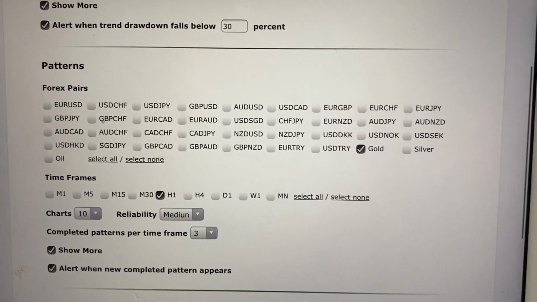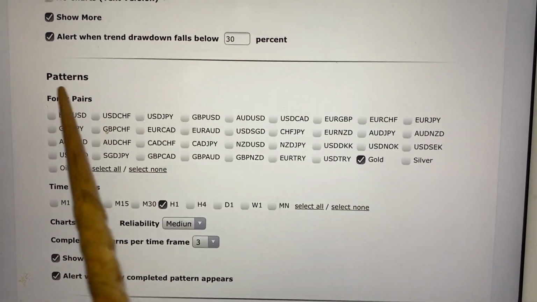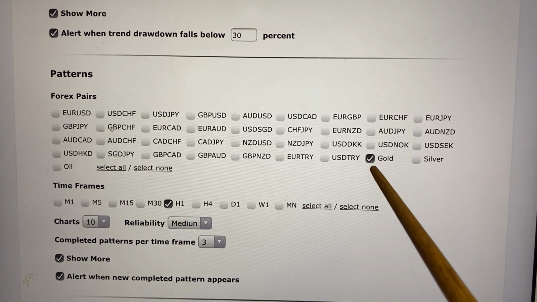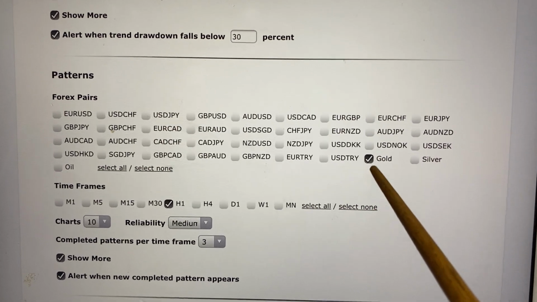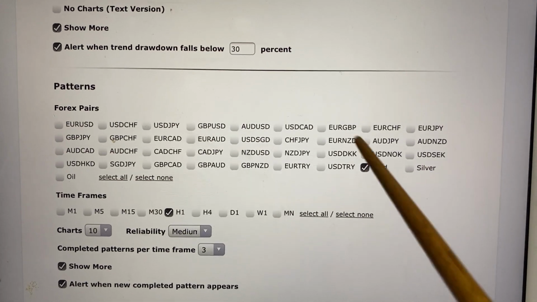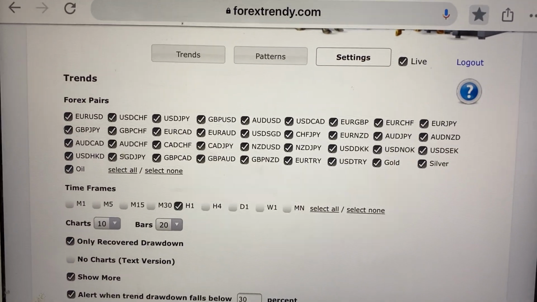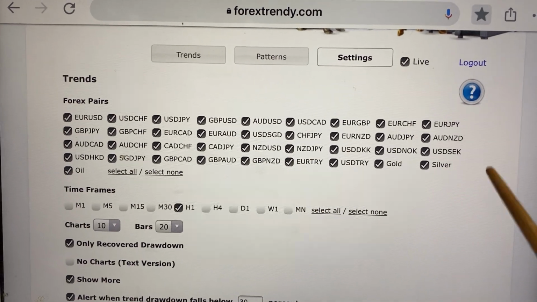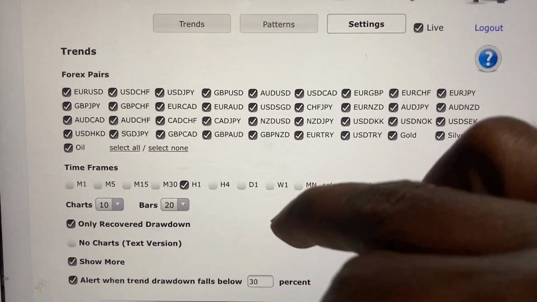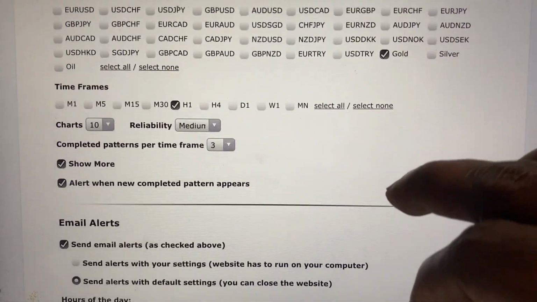You understand? And we have the pattern. I don't use it. Okay, I don't use it. As you can see, only gold I have here. Okay, I'm just staying alert with gold, so that when gold happens, I can take gold. But you see, I'm a trend following trader. Okay, that's why I do the trend alone. I'm not doing pattern. And I've gotten the best results with trend following.